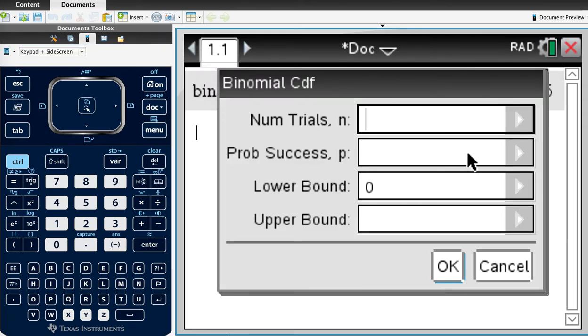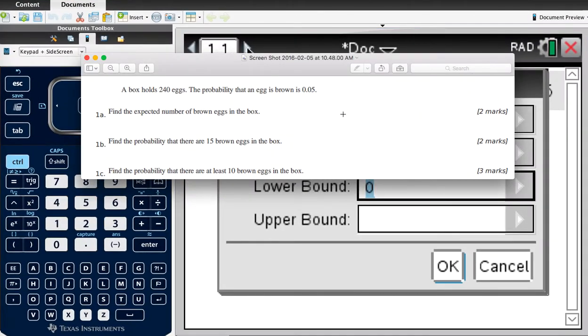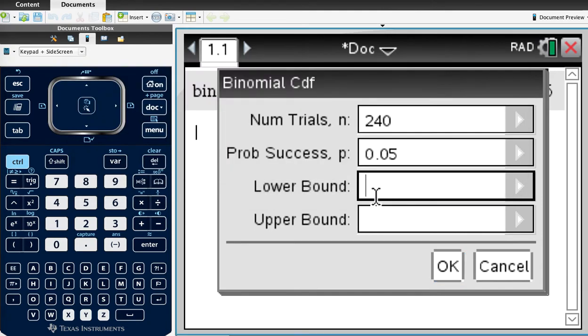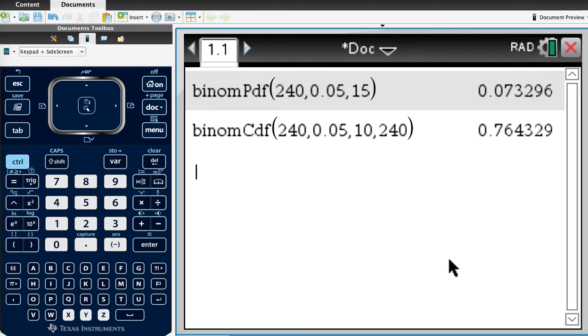So we'll put the information in. We've got 240, 0.05, the lower bound, so we're saying for this one 10 eggs or more, at least 10 brown eggs. So that means the lower bound here is going to be 10, and the upper bound, the most eggs we could get, well, if we're saying 10 or more, then the most we could get is 240, so we could have all of them being brown eggs. So if we then click OK, it will add all of those probabilities together and straight away give us our answer of 0.764 to 3 significant figures.